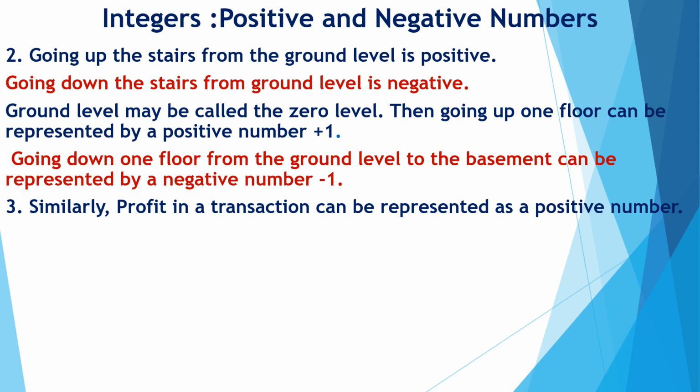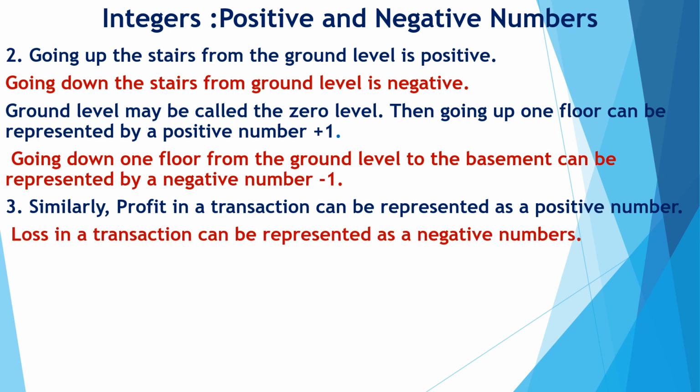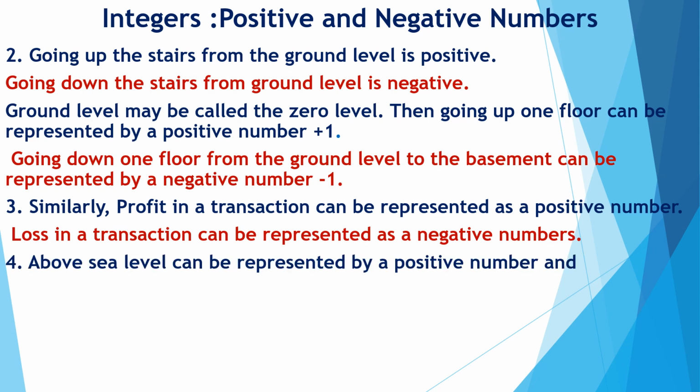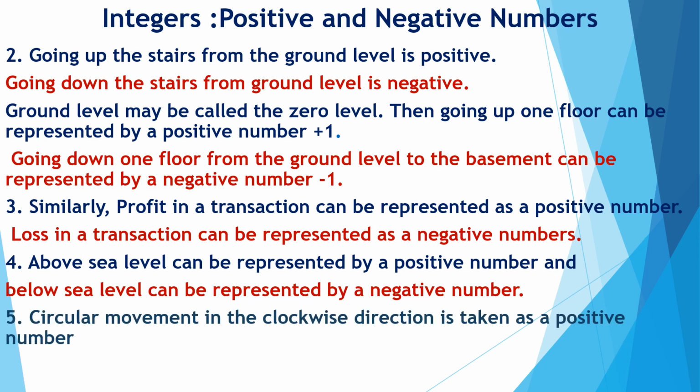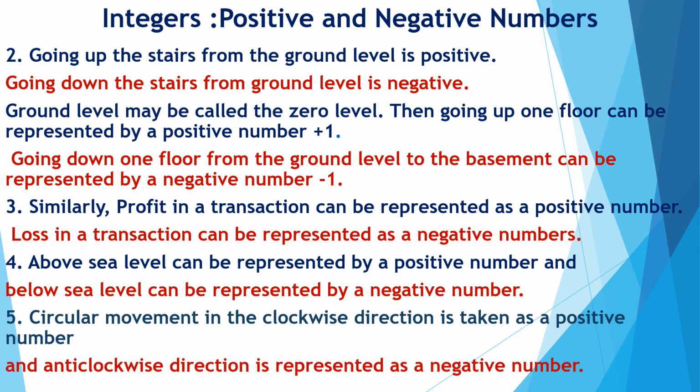Similarly, profit in a transaction can be represented as a positive number. Loss in a transaction can be represented as a negative number. Any place above sea level can be represented by a positive number. A place which is below sea level can be represented by a negative number. Circular movement in the clockwise direction we take as a positive number, and circular movement in the anti-clockwise direction is represented as a negative number.